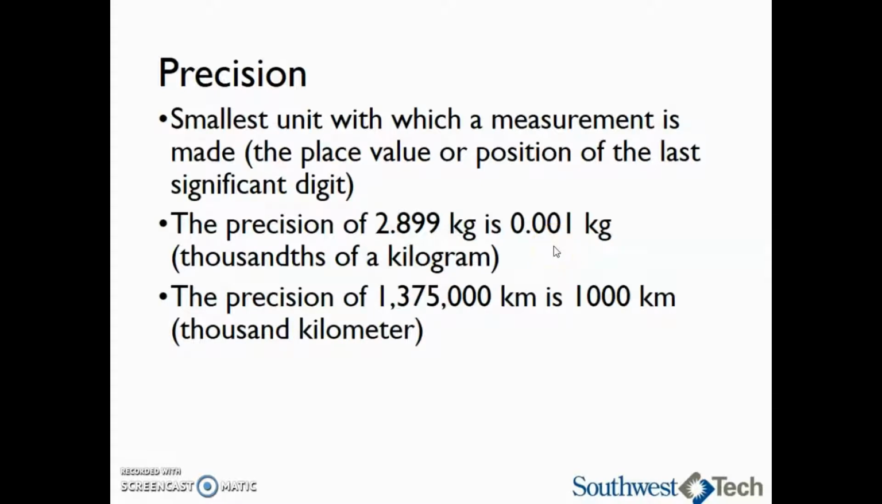The precision of 1,375,000 kilometers is a little bit more difficult to figure out. What we need to do first is look at where the last significant digit is. Because none of these three zeros are specially tagged, none of them are significant. So our smallest significant digit is the 5 in the thousands position. So the precision of 1,375,000 kilometers is going to be 1,000 kilometers.